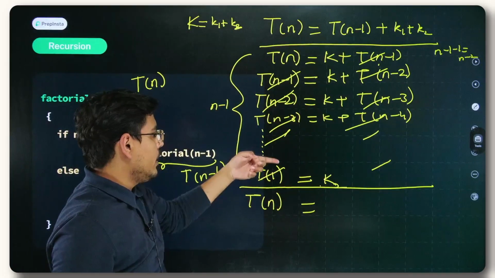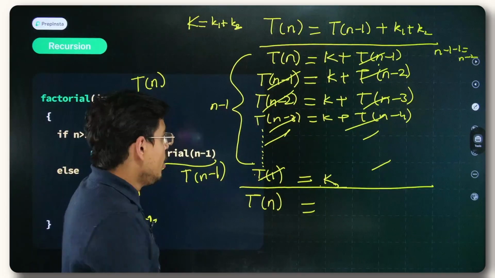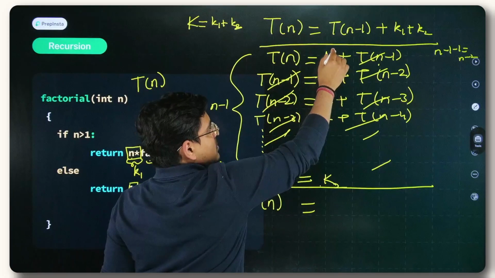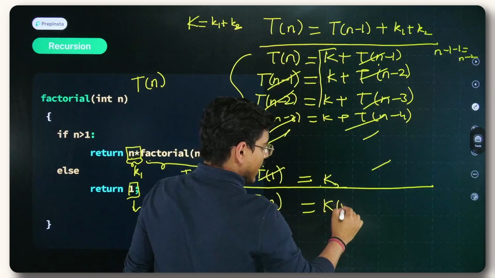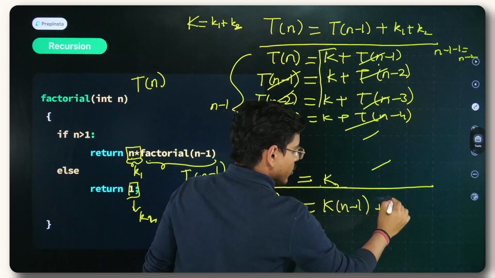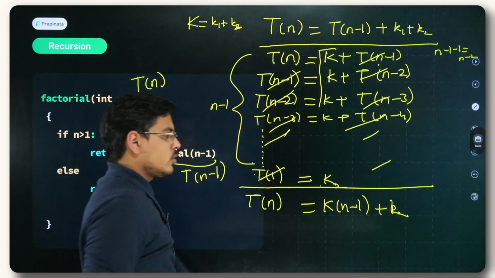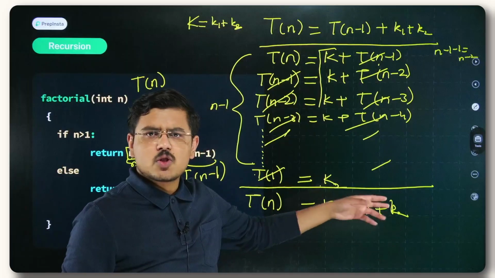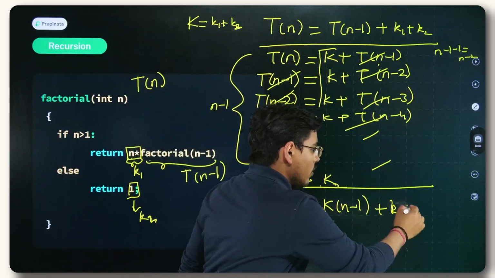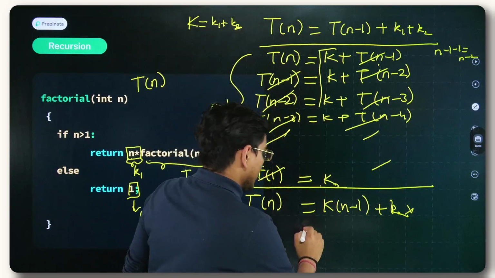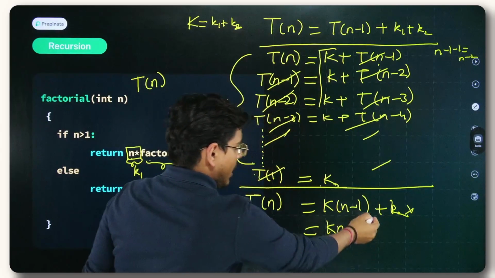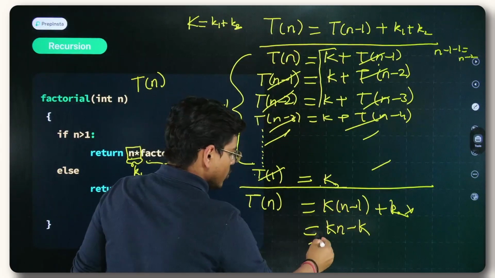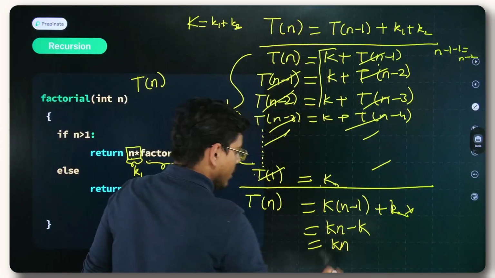So before it, there would be n minus 1 terms. For those n minus 1 terms, this k is repeating, right? So what I'll do is k into n minus 1 plus k2, right? This k2 is some smaller constant, so it can be ignored. I'll ignore it simply. What I'll say is kn minus k. Again, I can ignore this constant, so which is k of n.